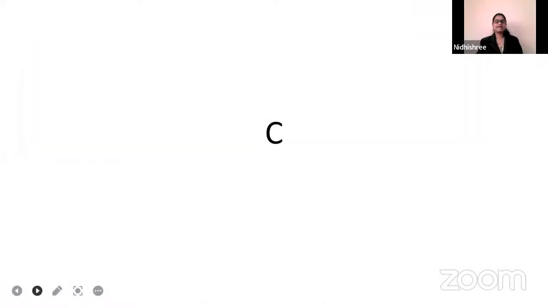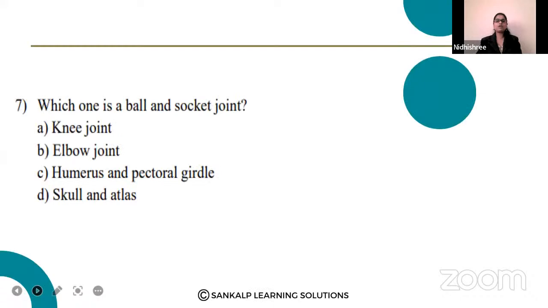Now let us solve some questions again. Be attentive. The 7th question goes like this, guys. Which one is a ball and socket joint from the following? Option A, knee joint. Option B, elbow joint. Option C, humerus and pectoral girdle. Option D, skull and atlas. Which is the ball and socket joint?